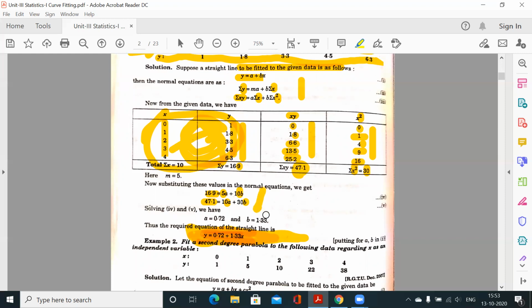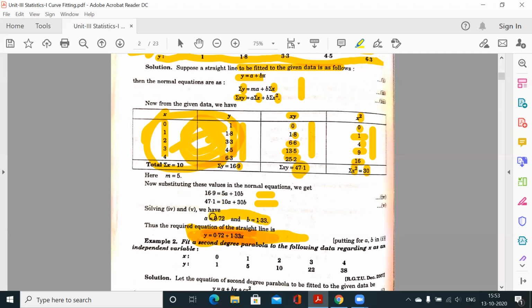So these are two linear equations in a and b. Clear? This is the first linear equation in a and b, and this is the second. You know how to solve this: you can apply elimination or substitution, or use a calculator, whatever is convenient to you. When we solve these two linear equations, we will get a as 0.72 and b as 1.33. So now we have got our values a and b.